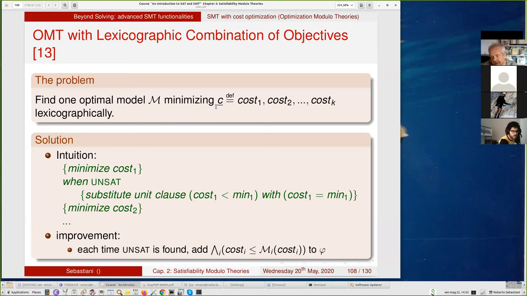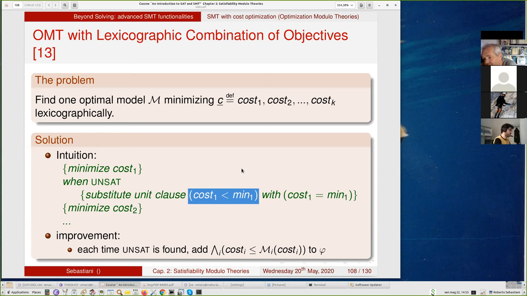We just try to minimize according to cost number one. So at the end, we get a solution for cost one with some minimum, okay? And then we have a formula which is inconsistent. So remember that the last formula which you find inconsistent contains the clause cost one strictly smaller than min one, the current minimum that we have, right?